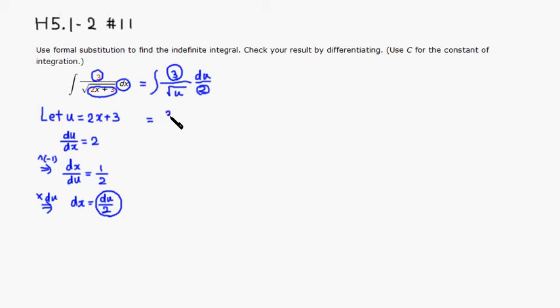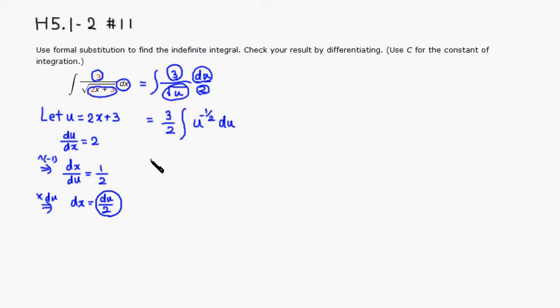So you have 3 halves, then you have an integral. I don't like square root, and since u is sitting on the bottom, it's got to be a negative power, and since there's a square root, it's a 1/2 power. So it's going to be negative 1/2 power. And what's left is du.